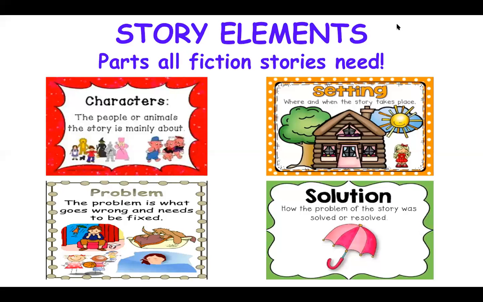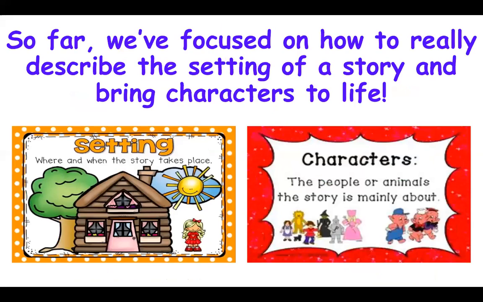So, we know that all fiction stories have four elements. They have characters, which are the people or animals that the story is mostly about. And then there's a setting, which is where the story takes place or where the characters live or where everything happens. Then the characters always have a problem or something that goes wrong, and then they take some steps to solve their problem so the story has a solution. So far, we've been focusing on how to really describe the setting of a story and bring characters to life.